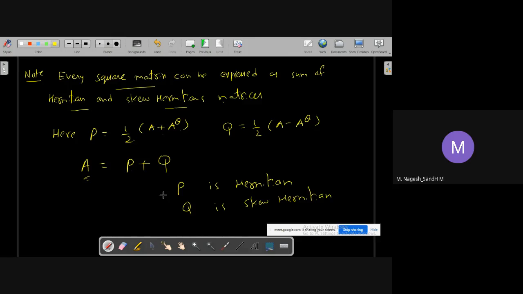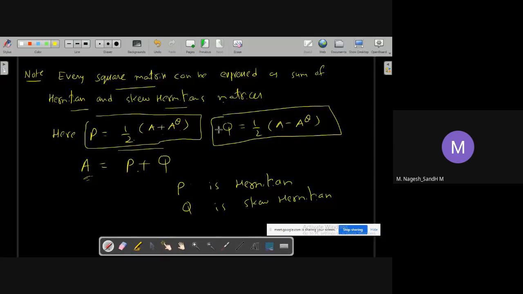So if in the question we get "express the following matrix as a Hermitian and a skew Hermitian", then A is equal to P plus Q, where P is Hermitian and Q is skew Hermitian. P formula is 1 by 2 (A plus A power theta), Q formula is 1 by 2 (A minus A power theta). Is there any issue? No, sir. Okay, remember this formula.